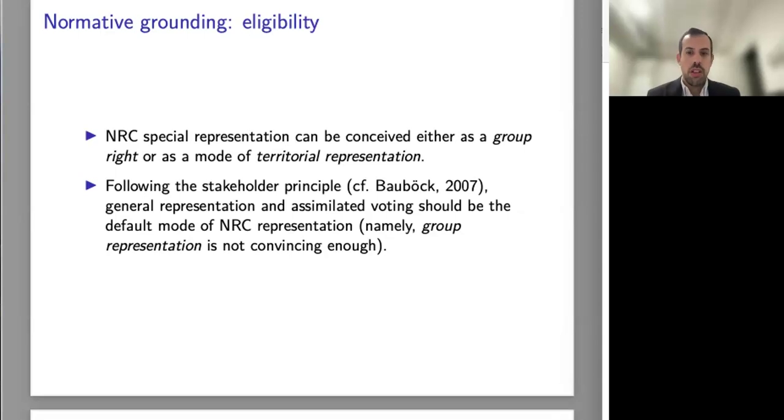So, in other words, we don't find that the group right perspective offers a convincing justification for a special representation. Of course, this doesn't imply that a special interest of non-resident citizens should never count for their electoral inclusion.